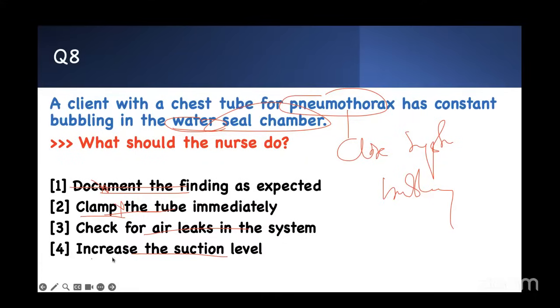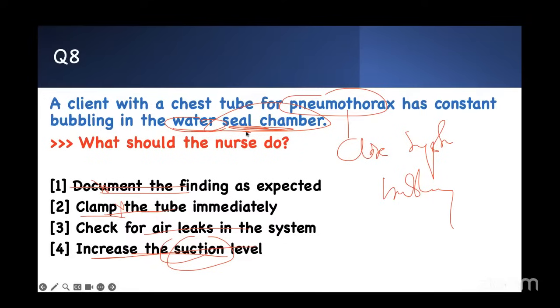I'm bringing suction into the system, right? I know if I bring suction, there will be more bubbling, but would you see it in a water seal chamber? No. This has nothing to do with the suction chamber. They told you it's what? Water seal. If you increase suction, it goes into the suction chamber. It has nothing to do with the bubbling in the water seal.